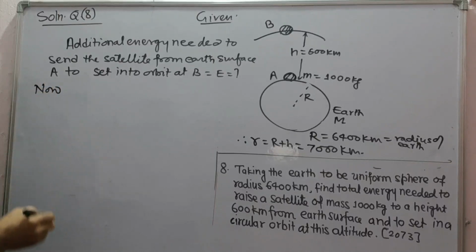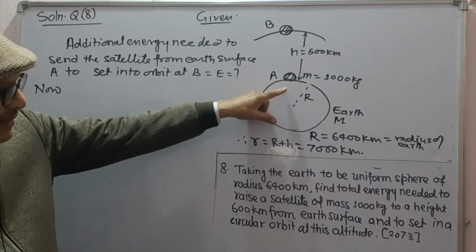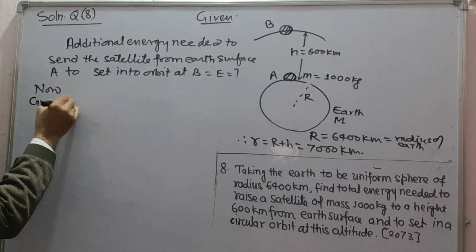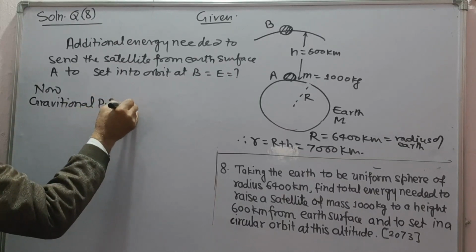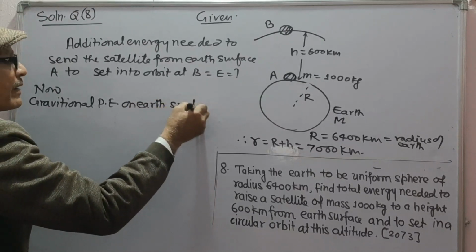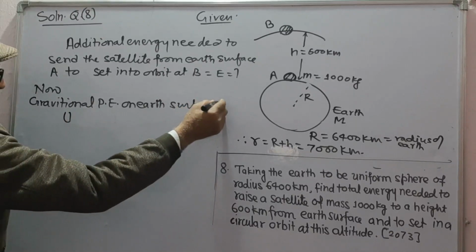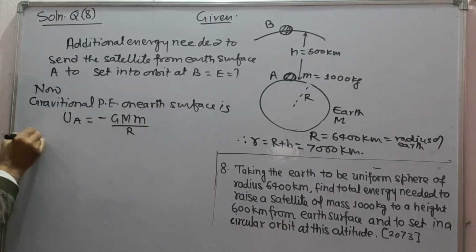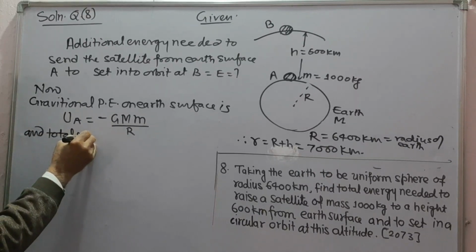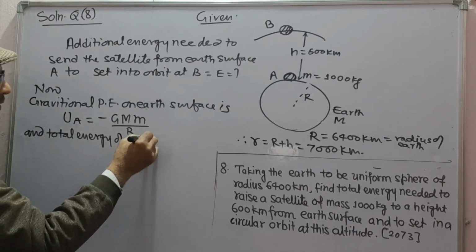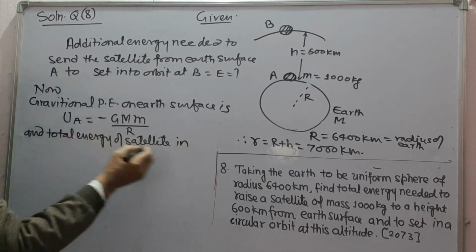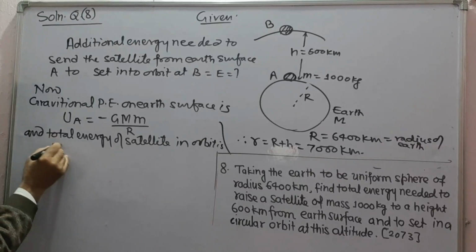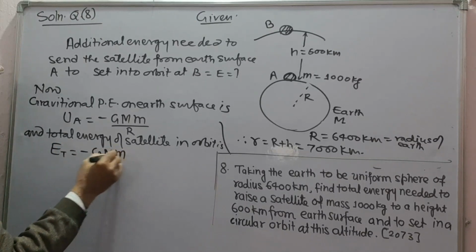Now, the gravitational potential energy on Earth's surface will be U A is equal to minus G M small m upon capital R, and the total energy of satellite in orbit is E total is equal to minus G M m upon 2R.